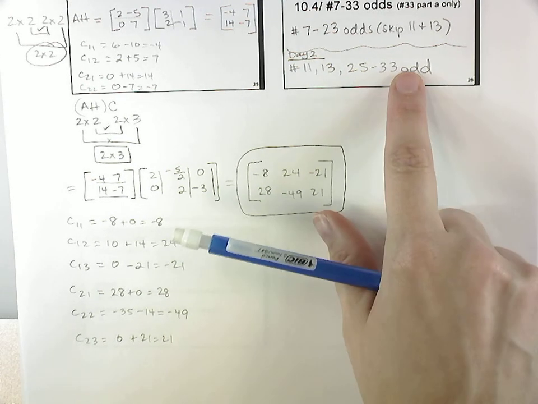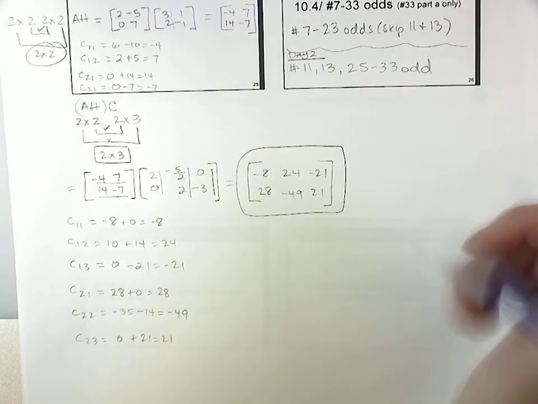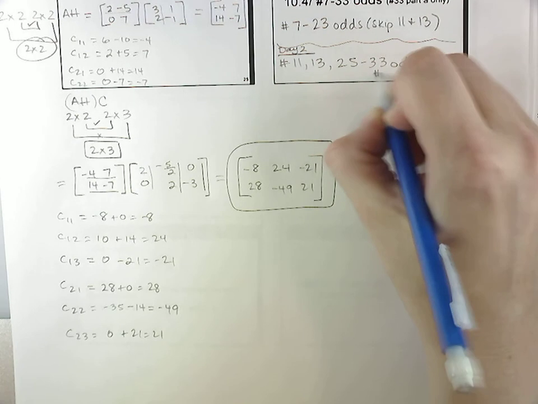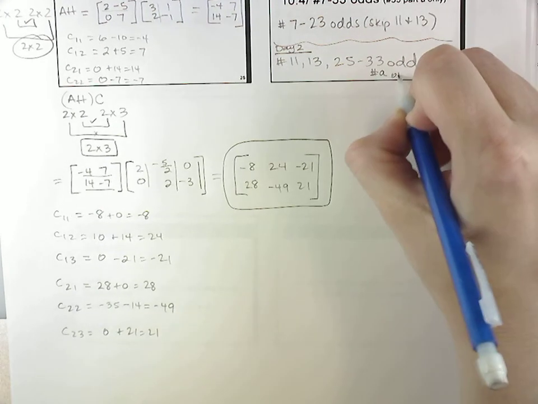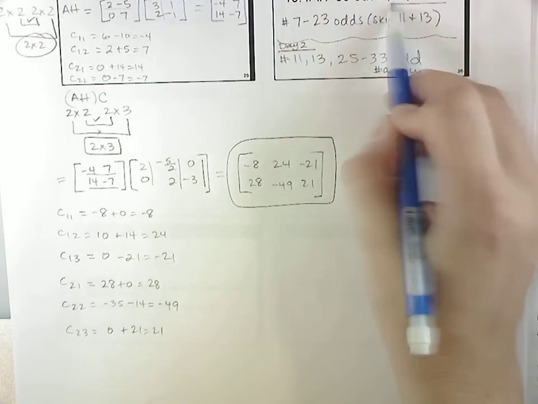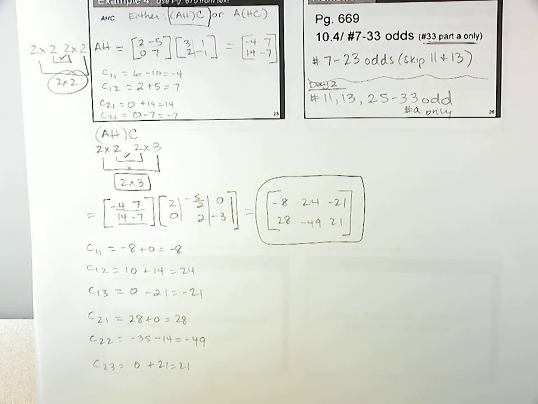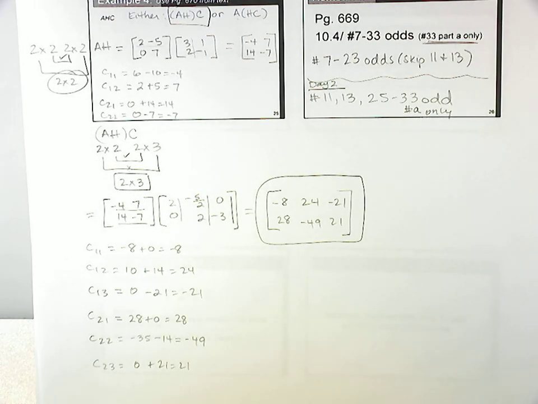Okay, so then your second day of homework, you're just doing 11, 13, 25 through 33 odd. 33 has a part A and a B on it, so you're just going to do part A only for number 33. So for number 33, just do part A.